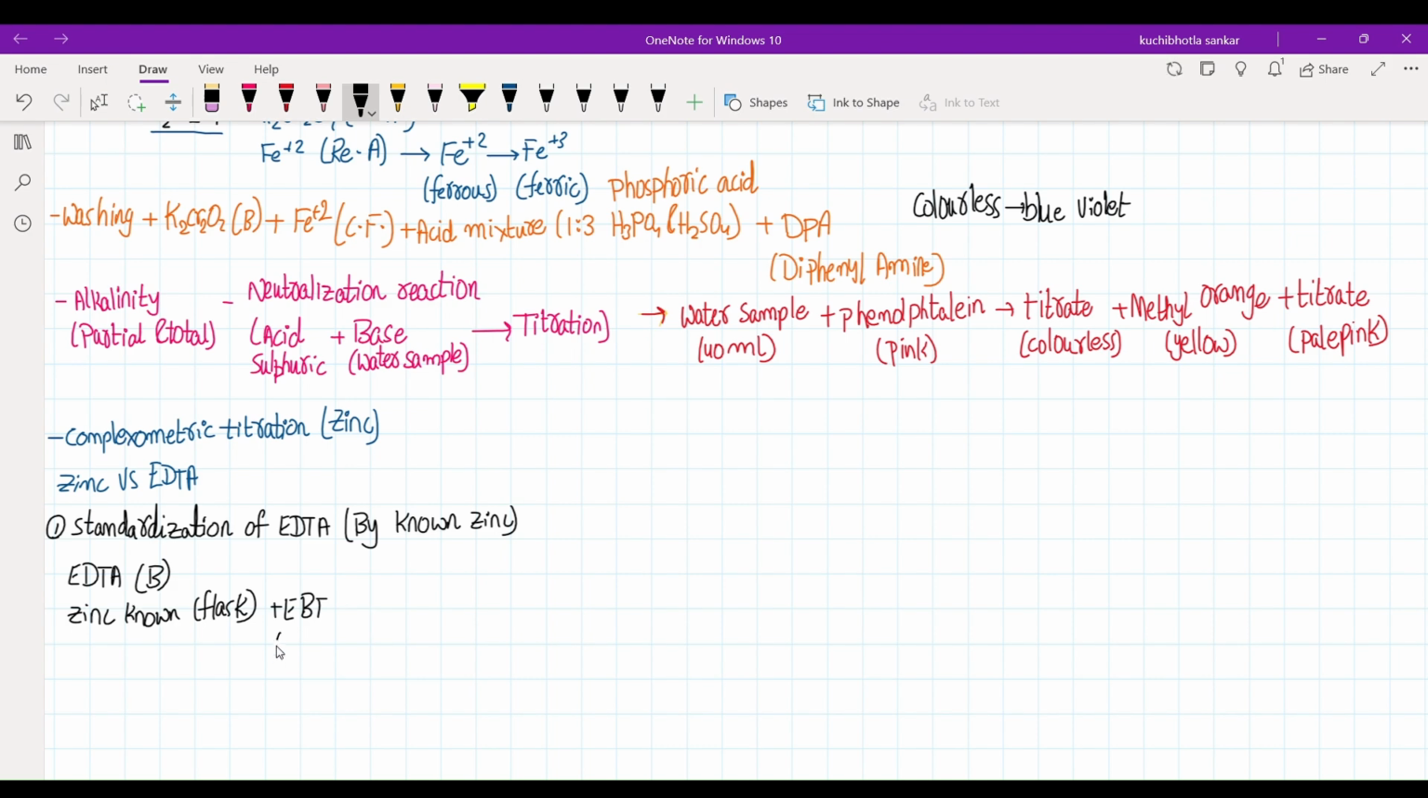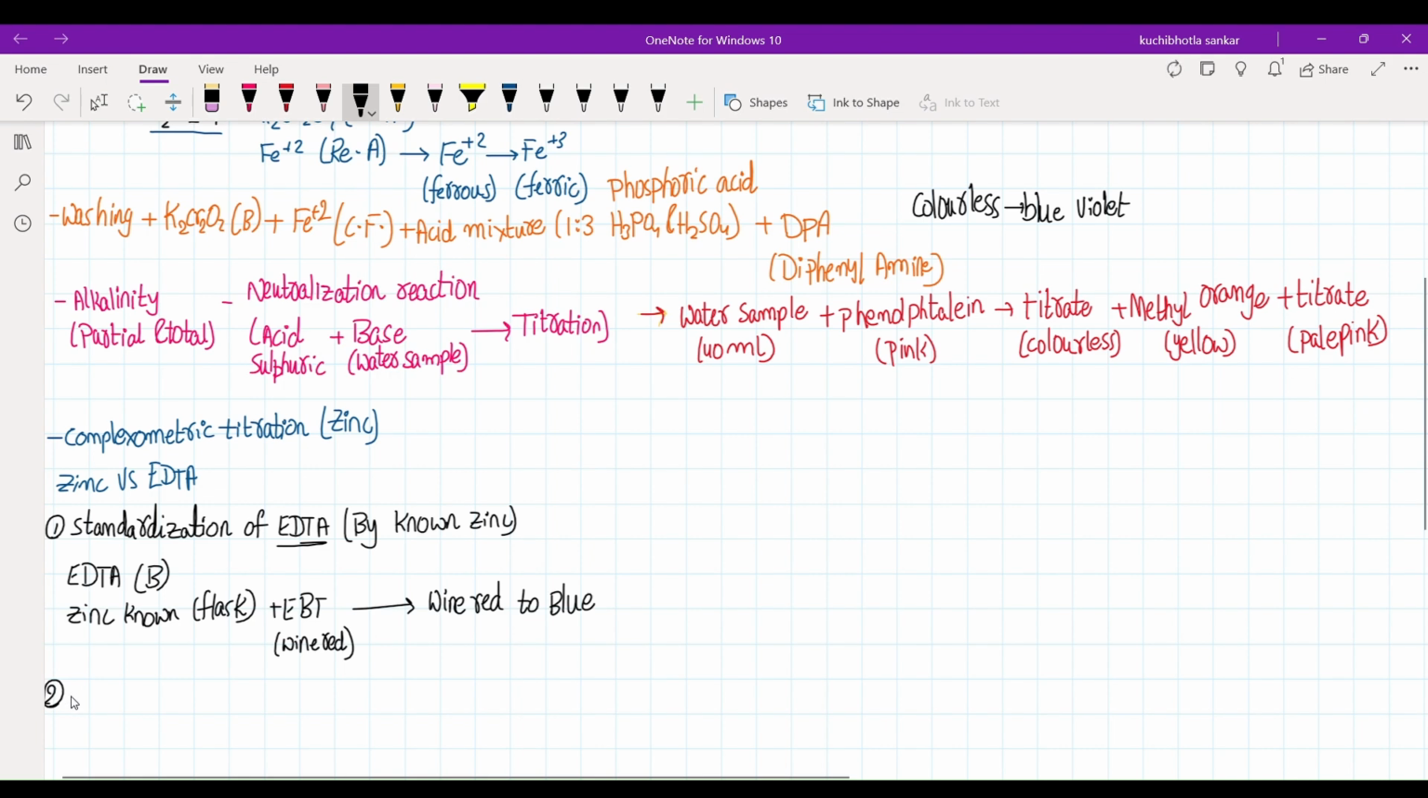Okay, so after adding EBT indicator, it gets wine red color, and after you perform the titration, from wine red it turns to blue. That is the endpoint. Okay, and you are going to take concurrent values and you will get the normality of EDTA solution. And after getting the normality of EDTA solution, you can now do the second titration. Right, you can do the real EDTA versus zinc now.